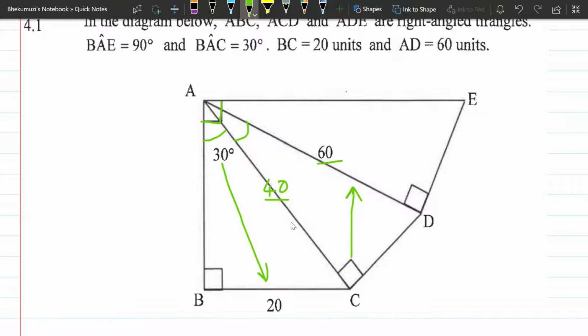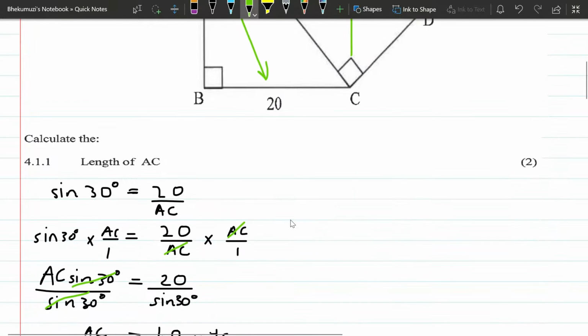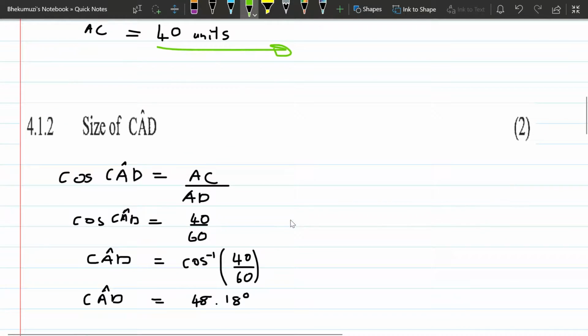So then we would have cos CAD is equal to AC divided by AD, and we know that that is 40 over 60. And then we use the inverse cos to find what the angle would be. So basically on your calculator to find this, you'd say shift and then you'd look for cos, this arc cos, and then after that you put in your values and you would find that it is 48.18 degrees, right? So that's CAD.